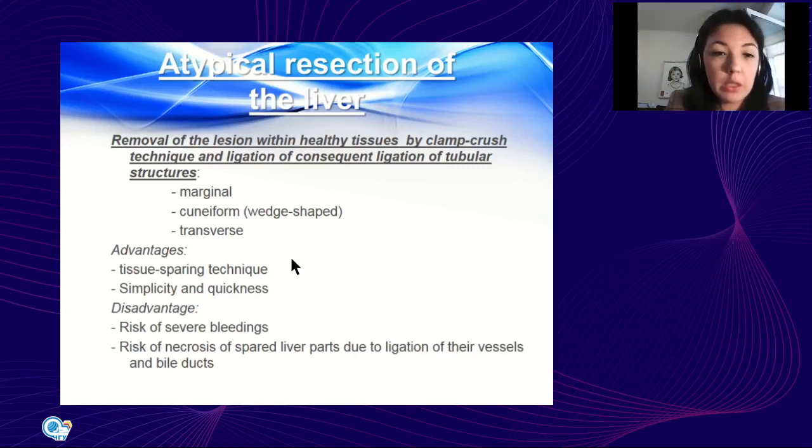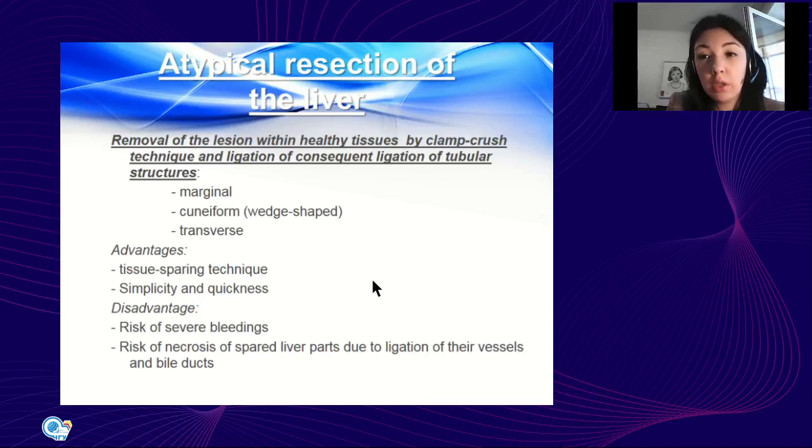Yes, it can happen faster. But the disadvantage is the risk of severe bleeding and risk of necrosis of spared liver parts due to ligation of the vessels and bile ducts. So the risk of severe bleeding is clear. Yes, we are trying to ligate, but we can fail, and we do not work very precisely. And yes, severe bleeding is possible.